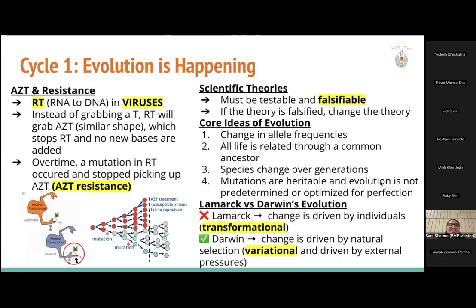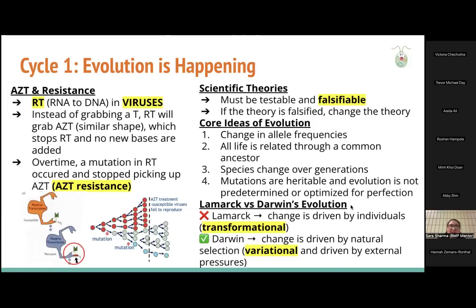Let's talk a little bit about how we treat HIV. A drug was developed called AZT, and this drug specifically targets an enzyme called reverse transcriptase, or RT for short. It transforms RNA to DNA, which is different from what we do. We go from DNA to RNA to proteins, but this enzyme goes the other way, so it can integrate its DNA into the host's DNA, which is very problematic.